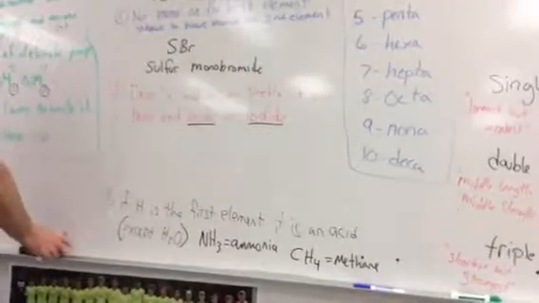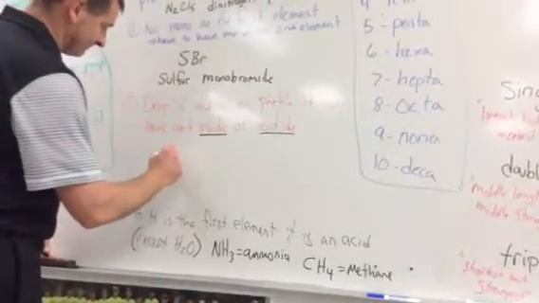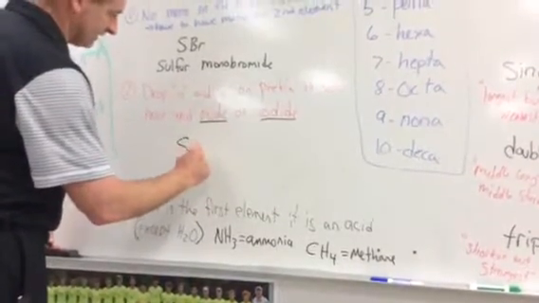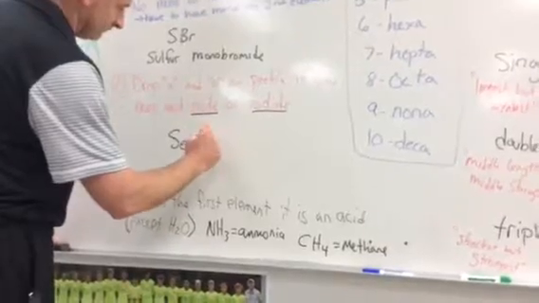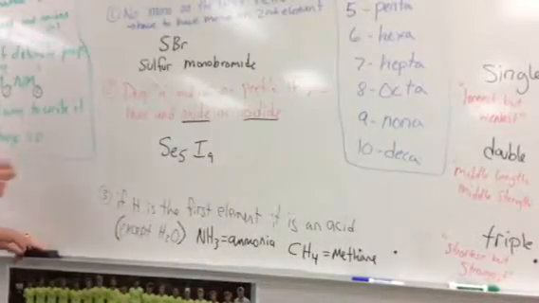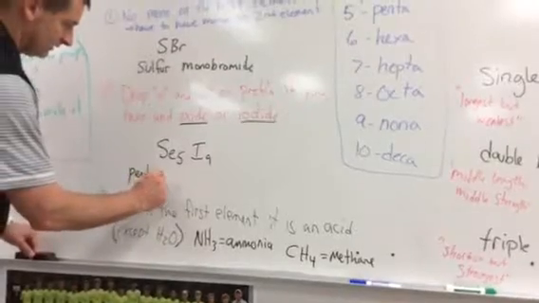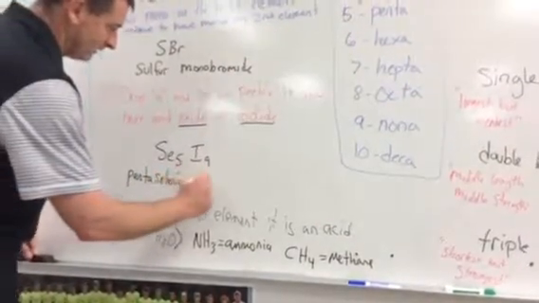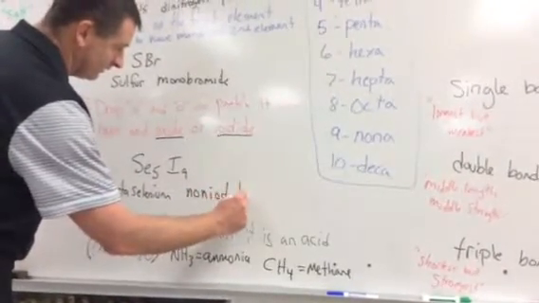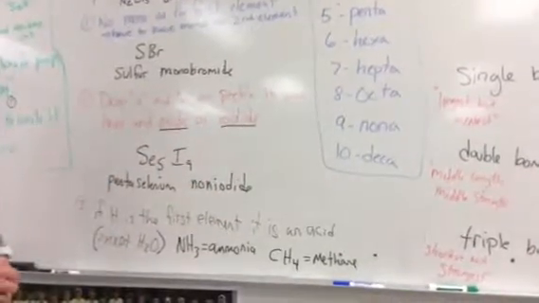Now, the last example. Let's go. What if you have like Se5I9? All right. So this one, 2 elements that we don't usually use that much. So it would be pentaselenium nona, except you drop the A, right? So it's noniodide. So noniodide. Pentaselenium noniodide. All right? You got it.